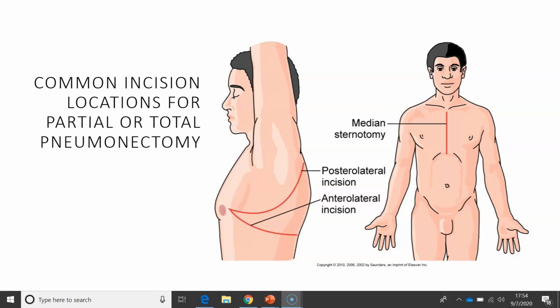Common incision locations for both partial and total pneumonectomies. It really depends on the location of the tumor. Some are mediastinal. I rarely have seen them there because they have to remove the sternum. I've usually seen the posterolateral incision or an anterolateral incision, depending on where the cancer location is. I really can't recall if I've ever seen a medial sternal incision done for lung cancer. Now, I'm sure that one of you will say, my mother's uncle's cat had it done that way. That's cool. I'm just saying I've never seen it. I've always seen the posterolateral or the anterolateral method.